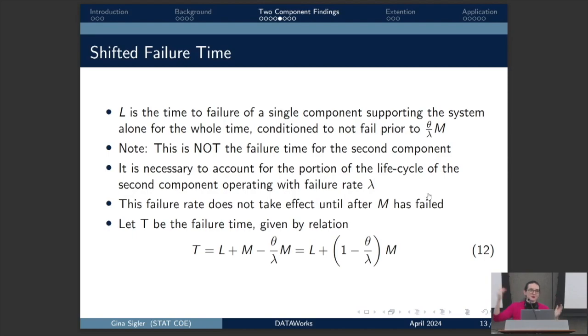So I'm going to have to do even more math on the backside after I figure out how to get the L. And that is to be this T. I want to know when the whole system's going down, right? Maybe I don't care about the individual failure times, but I want to know for sure when I'm going to have to replace that thing.